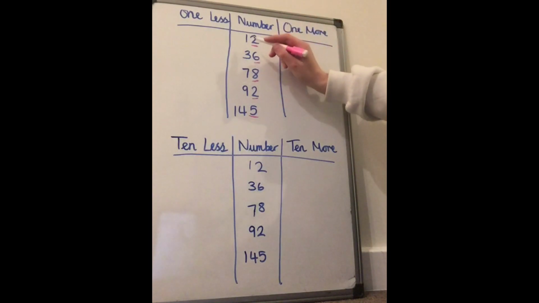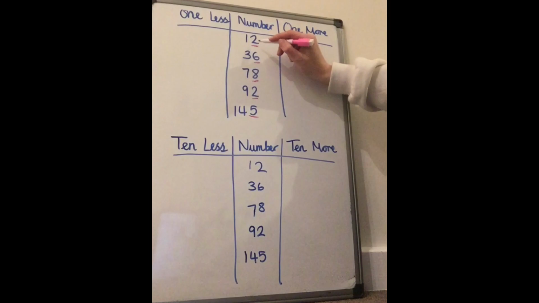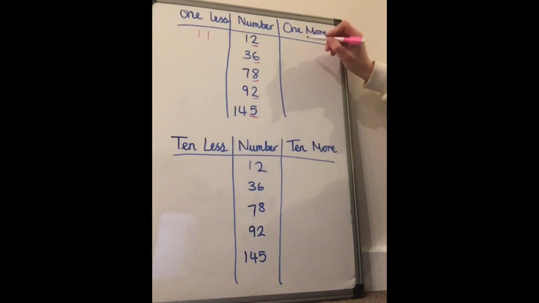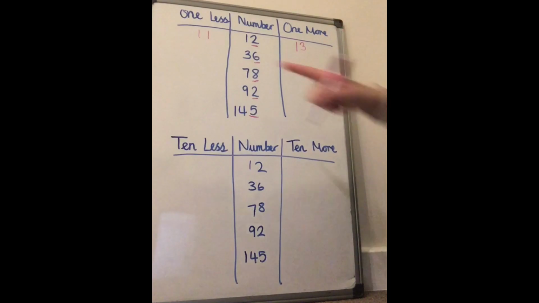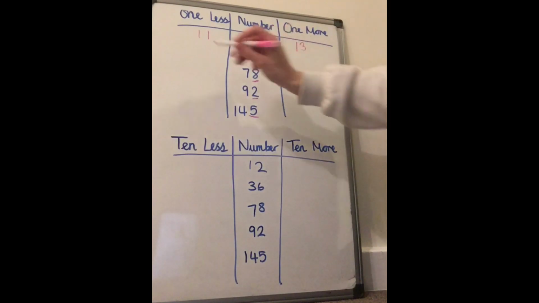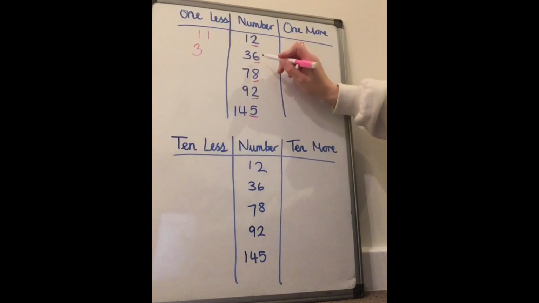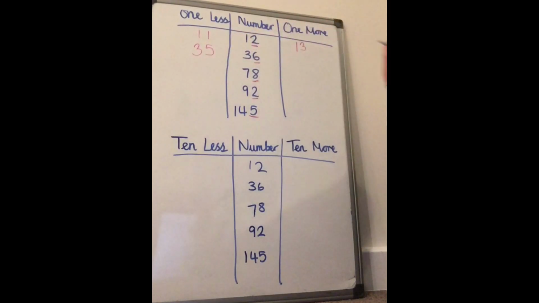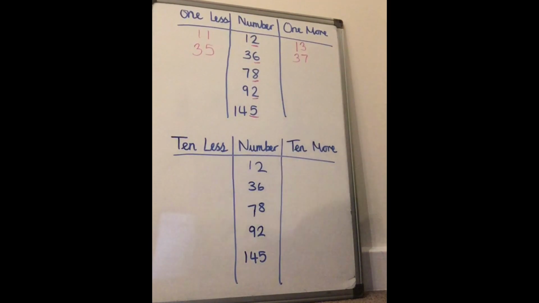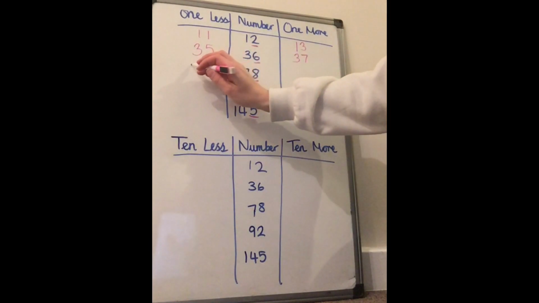So 1 less of 12, so 1 less of that 2. 2 take away 1 is 1. The 10 stays the same, so it's 11. And 1 more, the 10 is going to stay the same. 1 more from that 2 is 3. And we can double check we're right because it goes 11, 12, 13. Next one, our 3 10s are going to stay the same. 6 take away 1 is 5, so it's 35. Over here, our 10s are going to stay the same. 6 add 1 is 7, so it's 37. We can double check we got it right. 35, 36, 37.